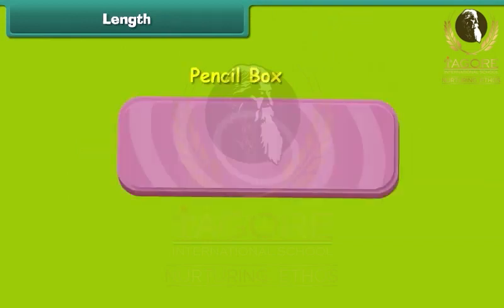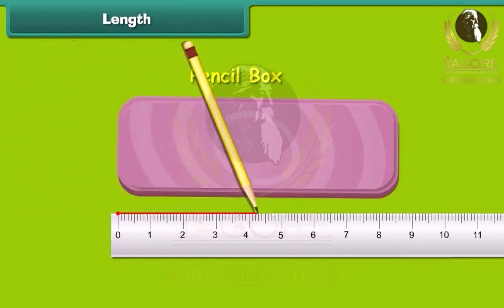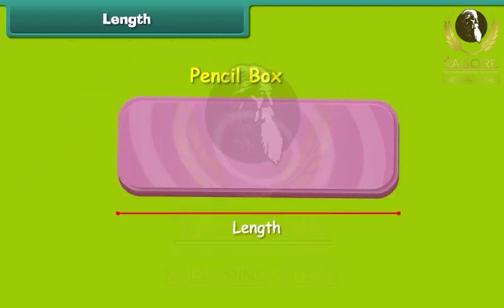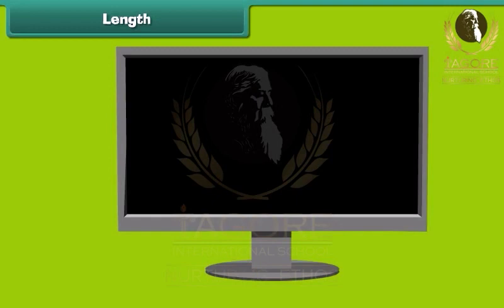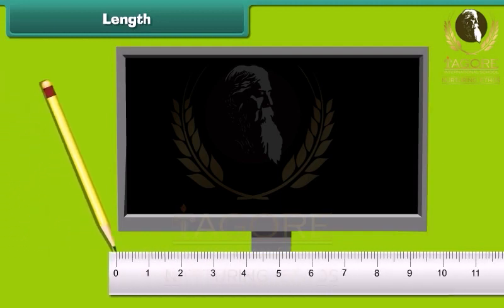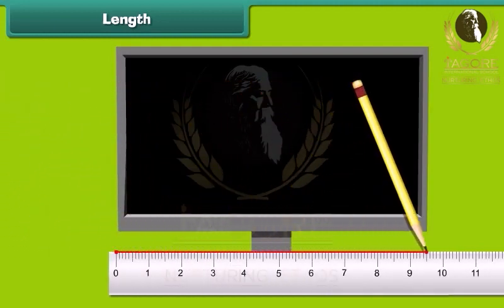Look at this pencil box. The length of pencil box is from its one end to another. Look at this computer screen. Can you find out the length of computer screen? Yes, the length of computer screen is from one end to another.